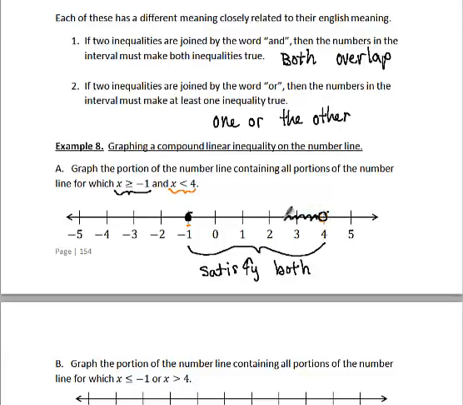We shade everything in the middle. And then negative 1 satisfies both because negative 1 is greater than or equal to itself. And then for the second one, negative 1 is less than the positive number. It is less than 4. 4 is positive, negative 1 is negative, so negative 1 satisfies the second inequality. It satisfies both of them, and so we keep the solid dot.